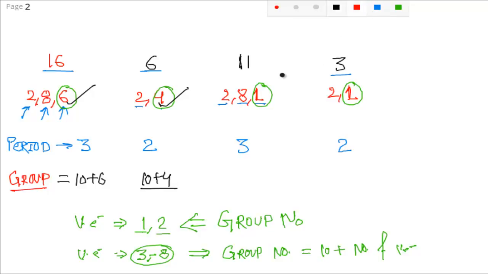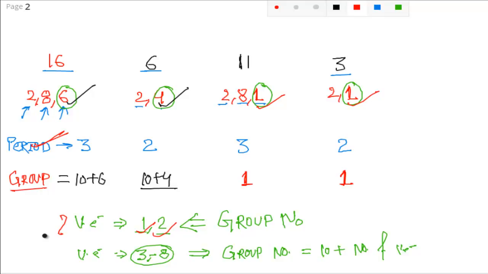Here the number of valence electrons is 1. As I said, if the number of valence electrons is either 1 or 2, the group number will be the same as the valence electron. So it belongs to the first group. And here again the valence electron is 1, so again it will belong to the first group. See guys, this will always work. For period, you just count the number of shells, that will be your period.